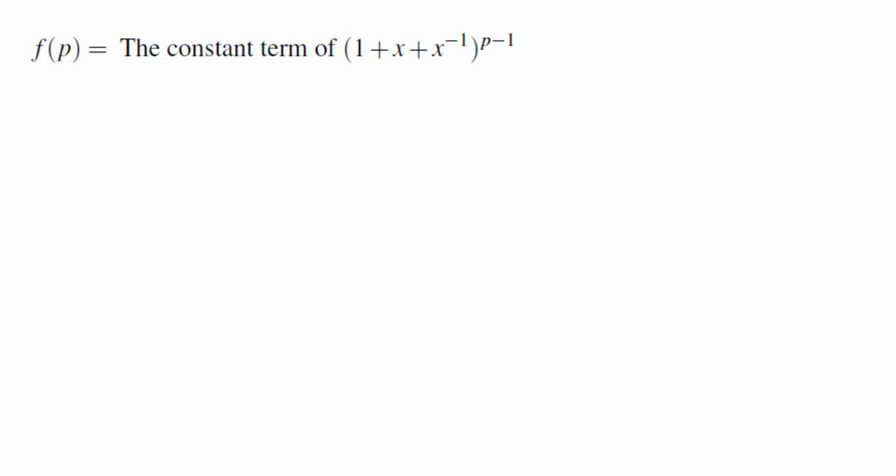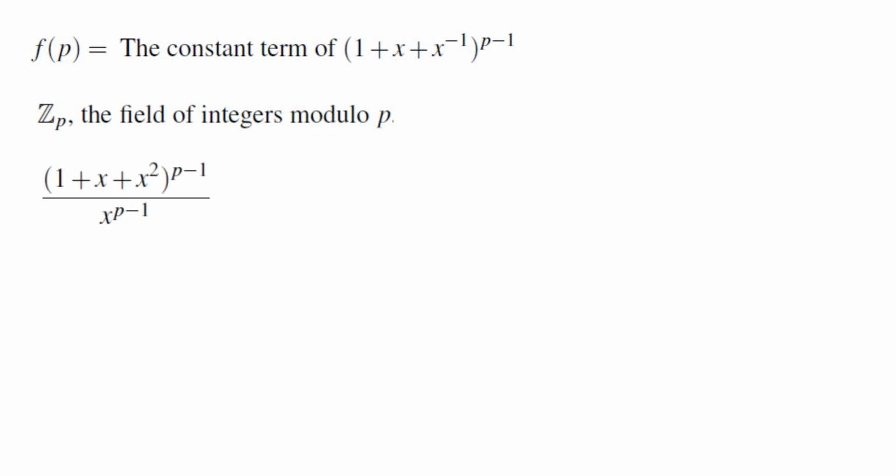So for the rest of the time, what we're going to do is we're going to simplify this expression and find the constant term in (1 + x + x inverse) to the power of p minus 1. However, since they're asking us to find the coefficient mod p, we can work on everything mod p. In other words, we're going to work inside Z_p, which is the field of integers mod p. Simplifying the expression that we found and taking the common denominator, we get (1 + x + x squared) to the power of p minus 1 divided by x to the power of p minus 1. We are looking for the constant term of this expression.